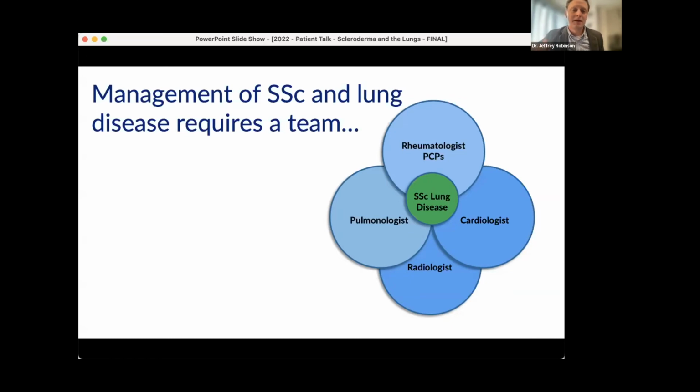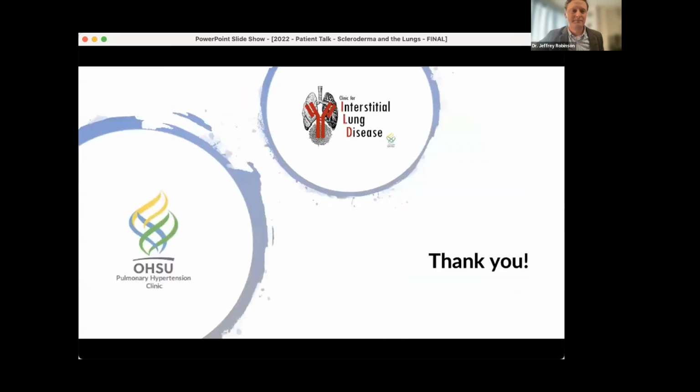But the other critical thing is you are the most important part of this team in advocating for yourself and making sure that you have a team behind you screening for all this stuff.